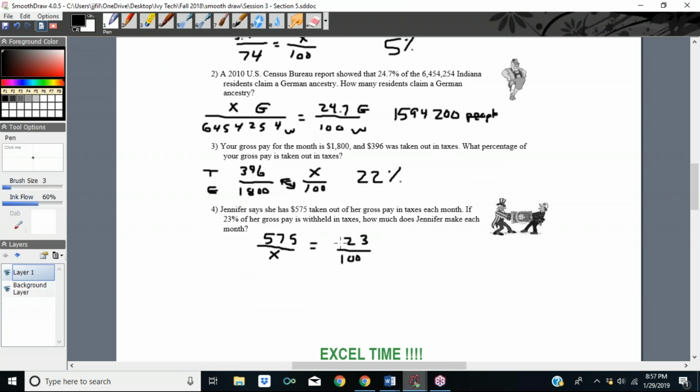And then the last one here, 575 is taken out, 23% is taken out. So 575 is the same as the 23%. We need to find the whole amount. What was the original pay? 575 times 100 divided by 23. And again, you want to look at these words and tell, okay, if 575 is taken out, that means that however much she made has to be bigger than that. And if you did something like 575 times 23 and divided it by 100, you'd find out that that answer is lower. And so that would give you a signal to say, oh, I did something wrong.